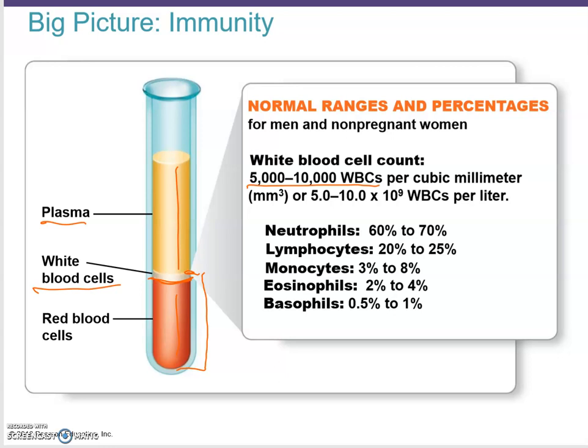Approximately, here are the distributions of the different white blood cells. The vast majority of your white blood cells should be neutrophils, about 2/3 or so, 60 to 70% of your white blood cells. And then you have lymphocytes, about 1/5 to 1/4 of your white blood cells, and then relatively small numbers, monocytes, about 3 to 8%, so roughly about 5%.